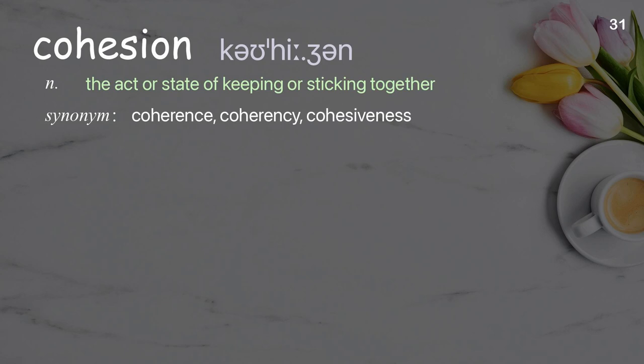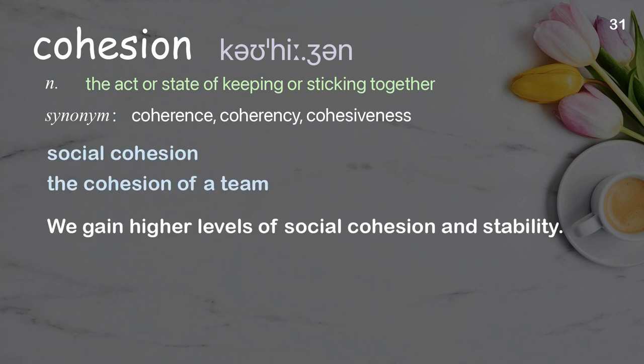Cohesion. The act or state of keeping or sticking together. Examples: Social cohesion. The cohesion of a team. We gain higher levels of social cohesion and stability.